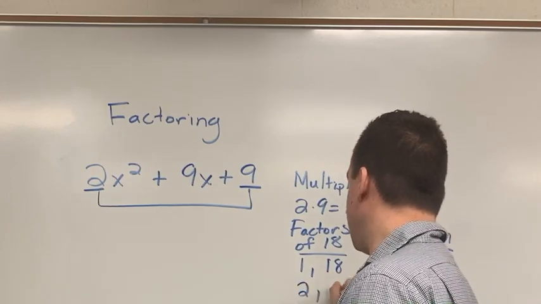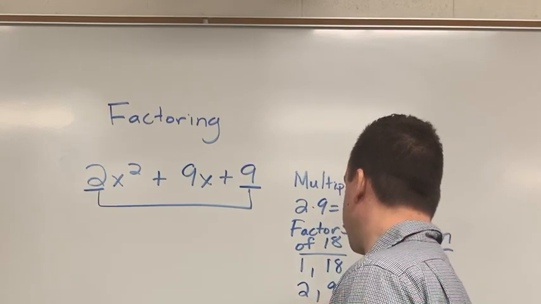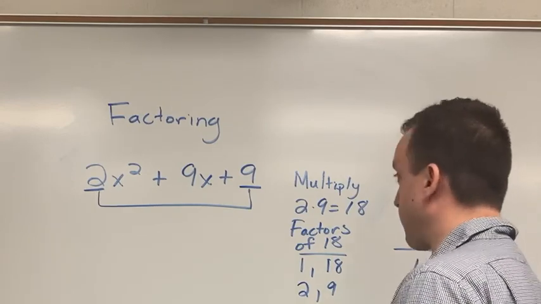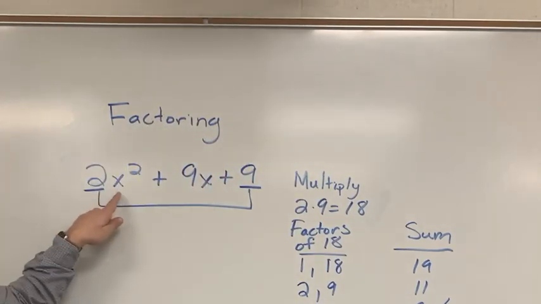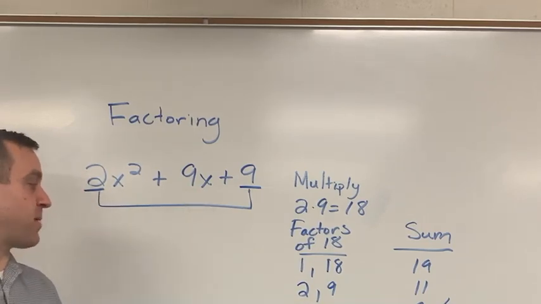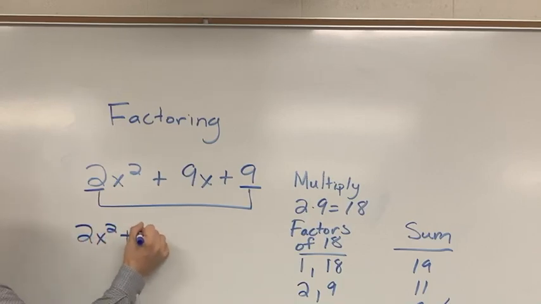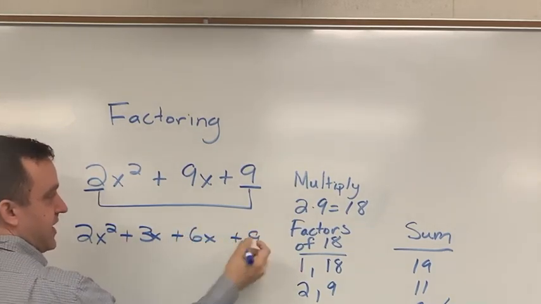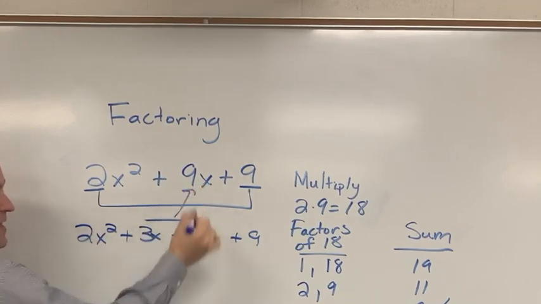We have 2 and 9, which sums to 11. Also not going to work. We have 3 and 6, which sum together to be 9, and this does in fact work. Now, this works a little bit differently than if there was not a coefficient in front of x squared. This is how we break up the x terms to factor by grouping. So what we're going to do is we have 2x squared plus 3x plus 6x and then plus 9. So you see what I did is I broke this 9x up into 3x and 6x.